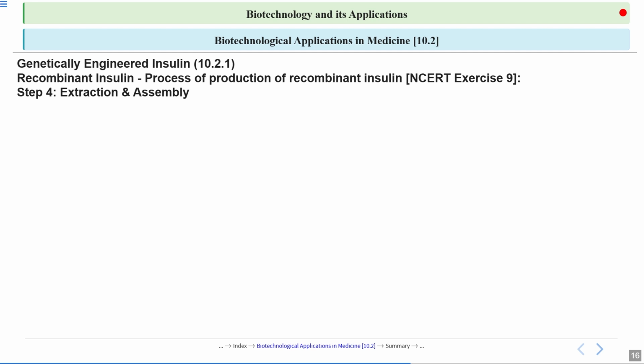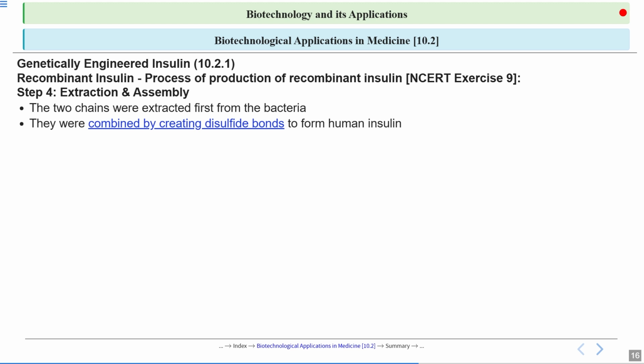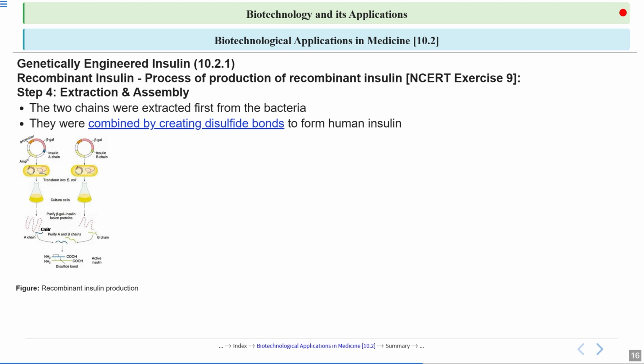Extraction and assembly. The two chains were extracted first from the bacteria, as I said, then they were combined by creating disulfide bonds to form human insulin. As I said, by culturing the cells and purifying the fusion proteins, we purify chain A and chain B, and then we create the disulfide bond to form human insulin, and this human insulin is now ready to be taken by patients.